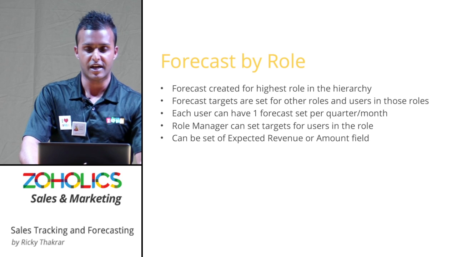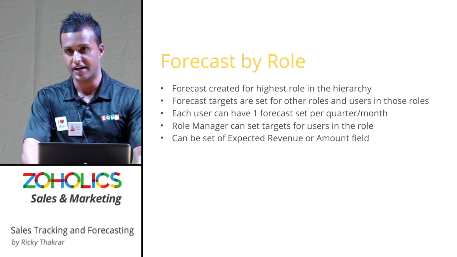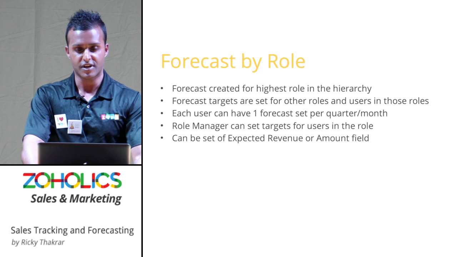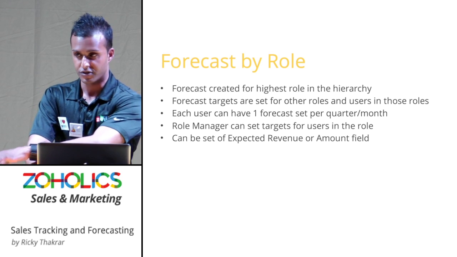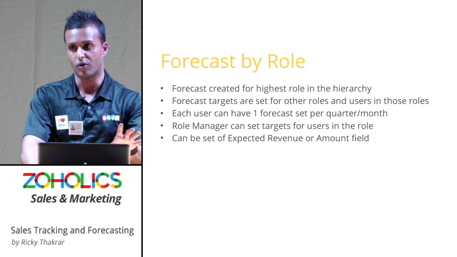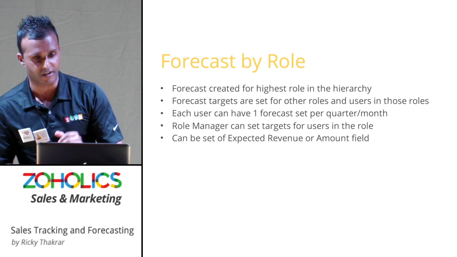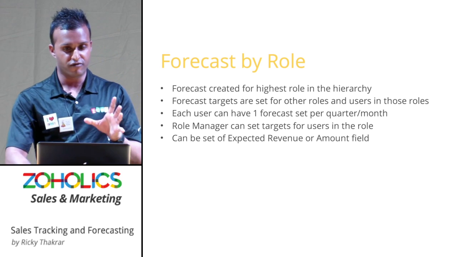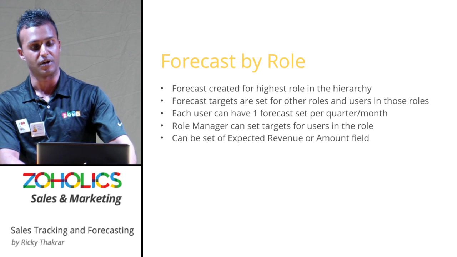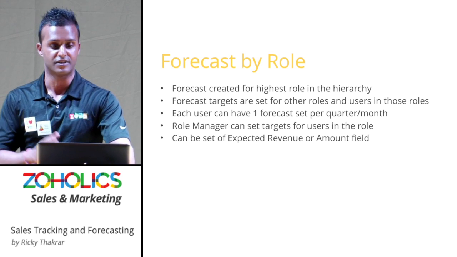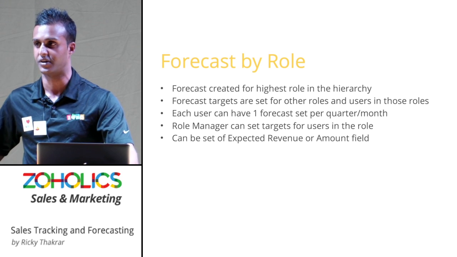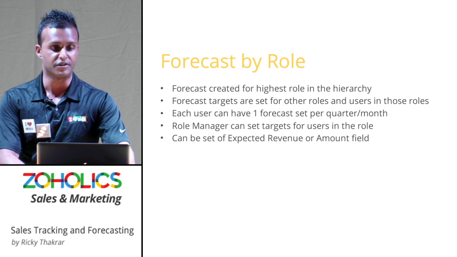So quick recap. You create a forecast for the highest role in the hierarchy, and then you set targets for every other role that's below and users in those roles. All right? So every role has a target, and then users in that role have a target. Each user has 1 forecast set per quarter or per month. In territories, if a user is in 3 or 4 different territories, they can have a different forecast for every single territory they're a part of. So that's the difference there.